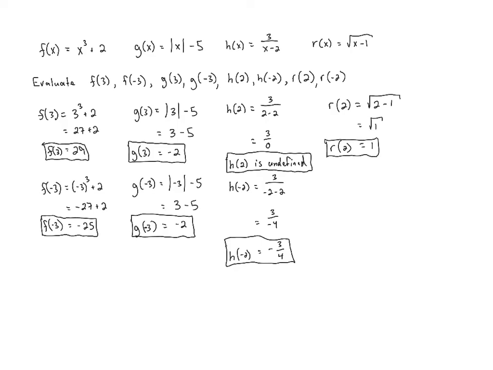And then we've got one last one, r of negative 2. It's going to be the square root of negative 2 minus 1, which gives us the square root of negative 3. Now you might be thinking, we've seen this before, when we've got a negative inside a radical, inside a square root, we can pull it out as an i. So you might be thinking that this is root 3i.